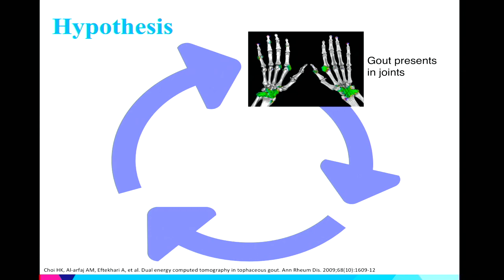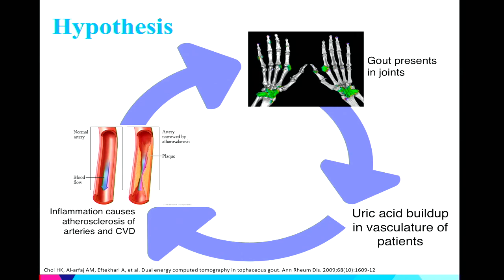So gout starts in the joints. It's generally how it first presents. And you can see here, this is an example of a dual energy CT scan. And the green represents the uric acid, and it's accumulated in the fingers and the wrist. And then we thought that the gout is also going to be building up in the vasculature of patients as well. And as this gout builds in the vasculature, it causes inflammation, and this inflammation is what's leading to cardiovascular disease in patients by way of atherosclerosis.